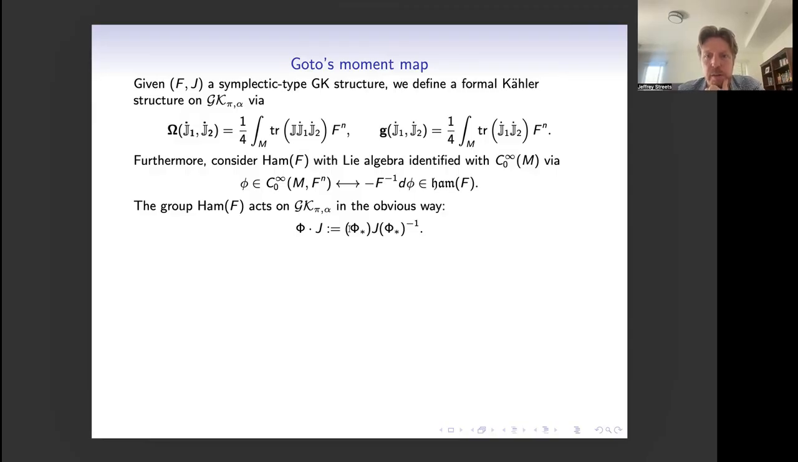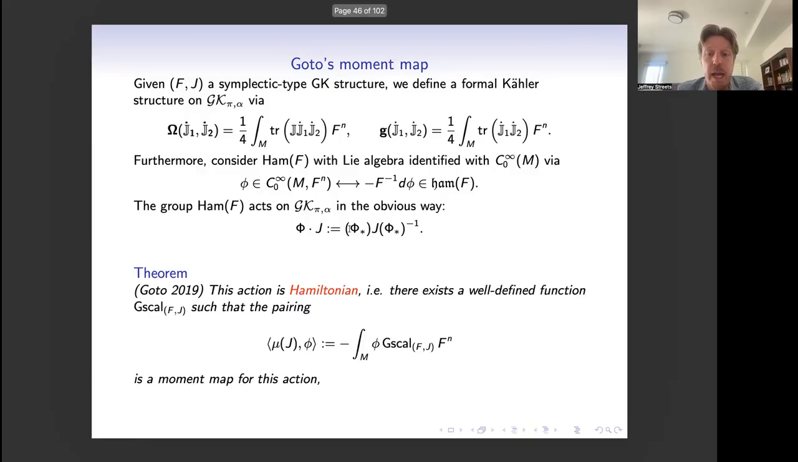And you'll produce a new generalized Kähler structure. And then the theorem of Goto is that this action is actually Hamiltonian. What that means is there exists a well-defined function that we'll call gscal fj, such that this pairing, defined as follows, is a moment map for this action. This is generalizing the classic Fujiki-Donaldson observation that the scalar curvature in Kähler geometry is the moment map for the action of the Hamiltonian group on a Kähler class.